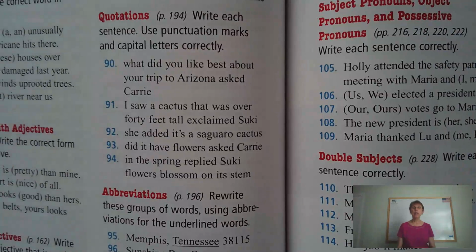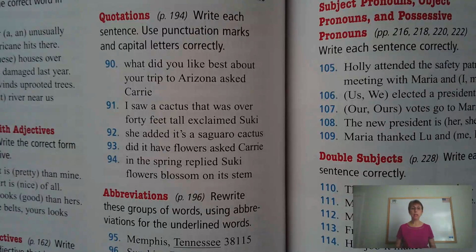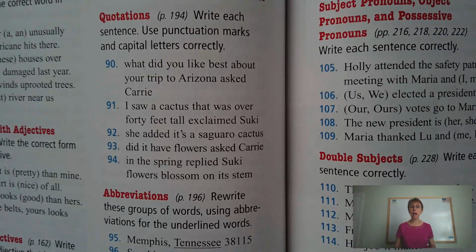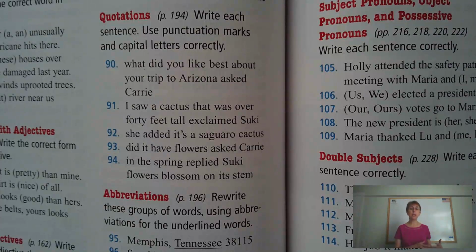In this case, we have the speaker in the middle of the sentence. She has only said one complete sentence: "In the spring, flowers blossom on its stem." That's only one sentence that she is speaking. However, when the speaker's name is placed in the middle of the sentence, we need to use quotation marks around the words before the speaker's name and after the speaker's name, but only one sentence. That's why "flowers" does not get capitalized, because it's a continuation of the sentence she's speaking.